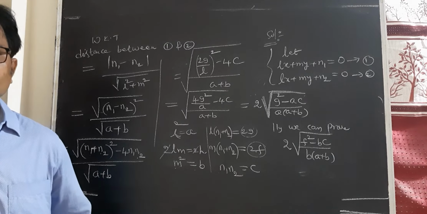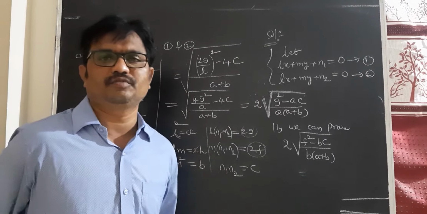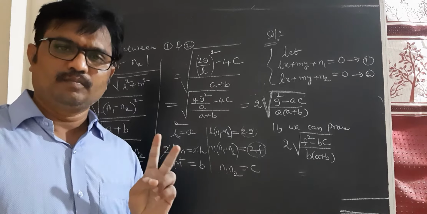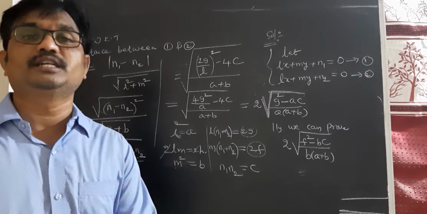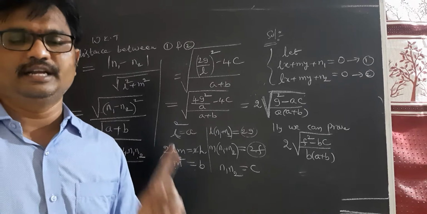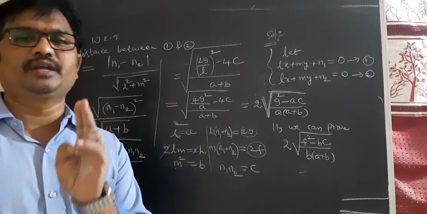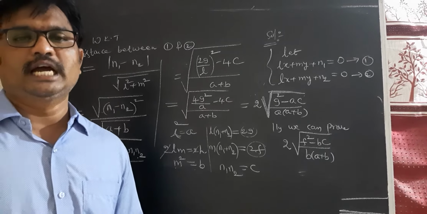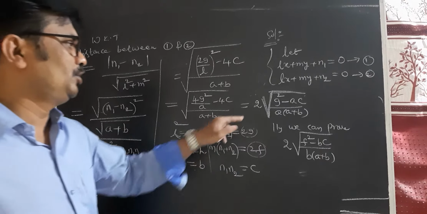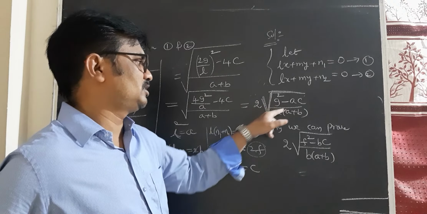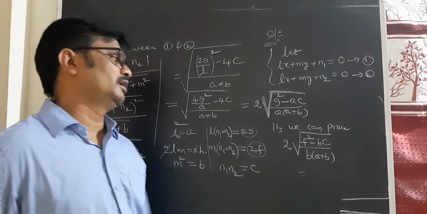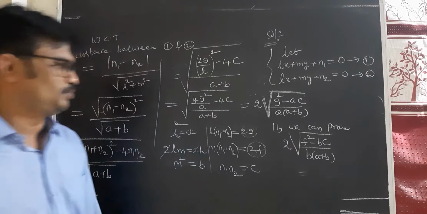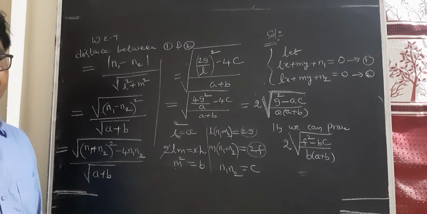Okay students, the second degree non-homogeneous equation ax square plus 2hxy plus by square plus 2gx plus 2fy plus c equal to 0 represents a pair of parallel lines. Then the conditions are, first, h square equal to ab, and another, bg square equal to af square. The distance between them is 2 into root of (g square minus ac) by a into (a plus b), or 2 into root of (f square minus bc) by b into (a plus b). Okay students, write down.